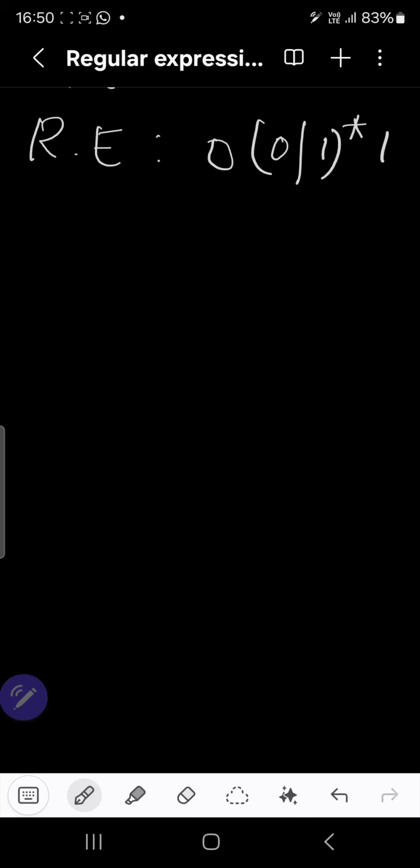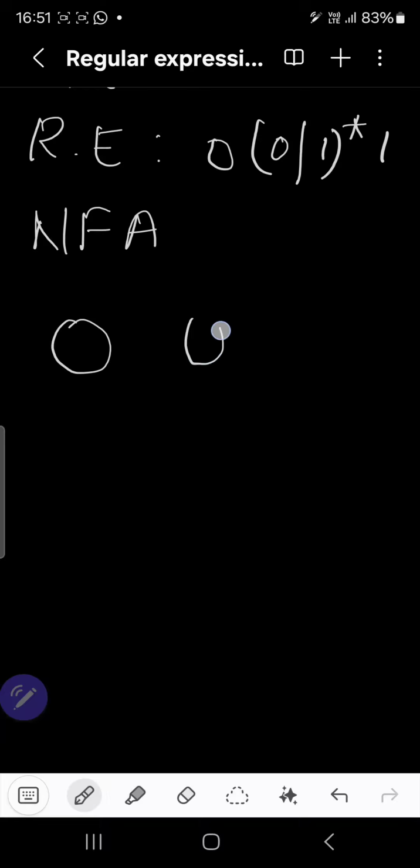Now let's go back to the same regular expression which represents a language that starts with 0 and ends with 1. We'll now try to draw the NFA corresponding to this language and regular expression. So it has an initial state. So it starts with 0. So we draw two states. One is the start state and we have another state which is the next state. On input 0 it goes to the next state.